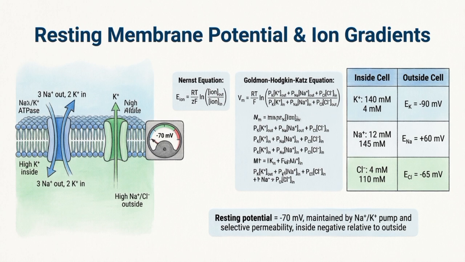Nernst equation. The Nernst equation calculates the equilibrium potential. For potassium, it is minus 90 millivolts. For sodium, it is plus 60 millivolts. Goldman equation. The Goldman-Hodgkin-Katz equation calculates the actual resting potential. Because the membrane is most permeable to potassium, the resting potential is close to minus 90 but sits at minus 70 millivolts due to some sodium permeability.